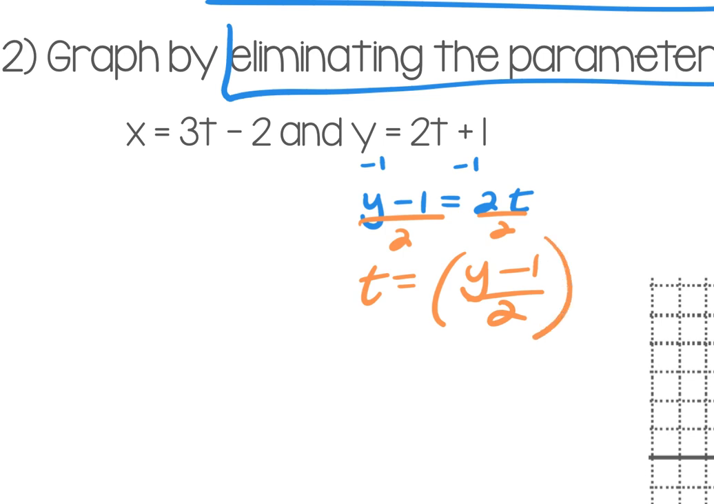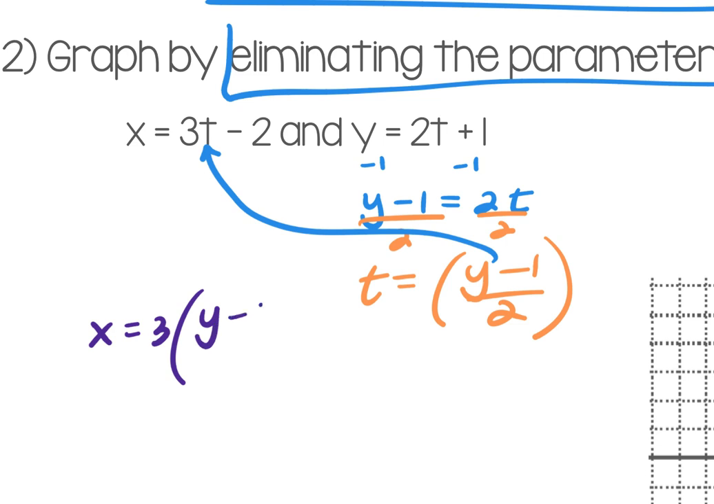And you can leave it like that, or you can separate it out. You can make it y over 2 and -1/2. It doesn't matter. We're plugging it in anyways. So it doesn't matter how you plug it in. So now I'm going to take this and plug it into the other equation in place of the t. So I get x equals 3 times y minus 1 over 2, minus 2.